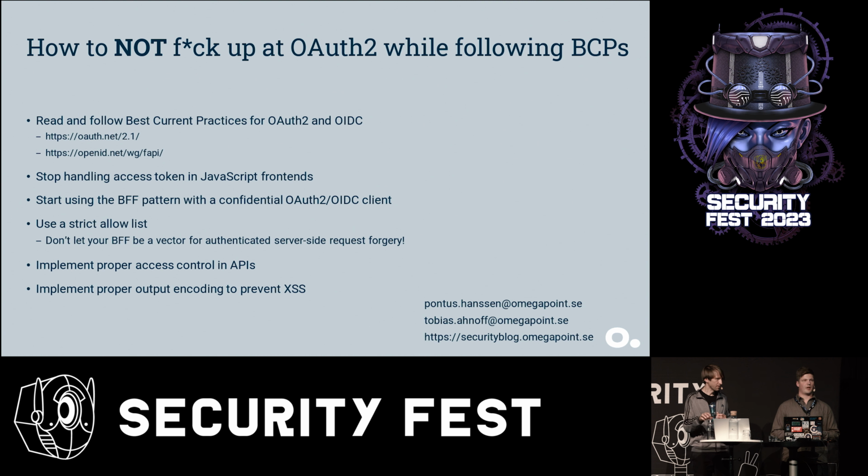Yeah, and then we want to point out to stop handling access tokens in JavaScript frontends. They cannot keep secrets. Instead, start using the backend for frontend pattern with a confidential OAuth2 client, and use a strict allow list. Don't let your backend for frontend be a vector for authenticated server-side request forgery. And as always, implement proper access control in your APIs, implement proper output encoding and other types of defenses so that you're not vulnerable to cross-site scripting, and do other types of application security defenses.